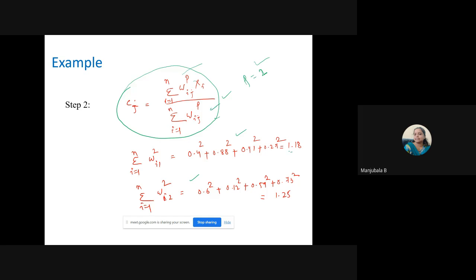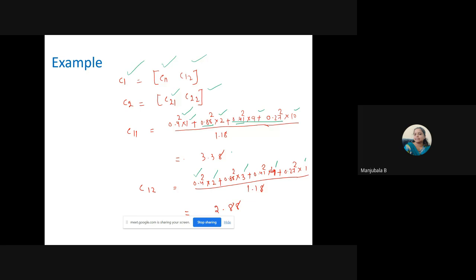Okay, already we have calculated 1.18, 1.25. So you will get C11 as 3.38, and C12 you will get 2.88.